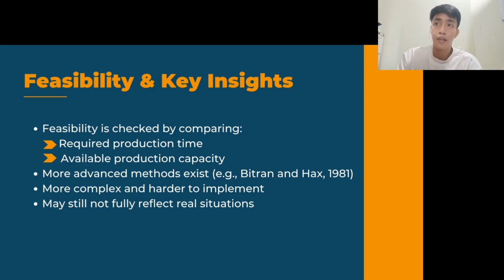So, feasibility is checked by comparing required production time and available production capacity. More advanced methods exist, but more complex and harder to implement, and may still not fully reflect the real situation. So, after natin i-breakdown yung plan, chine-check naman natin kung feasible siya. So, ibig sabihin, kinukumpara natin yung required production time sa available capacity. May mas advanced method naman, pero mas complicated nga lang sila gamitin. Kaya sa real world, ang madalas na ginagamit pa rin ay yung simple approach kasi practical siya at mabilis magbigay ng decision. So, in the end, ang goal natin is makagawa ng plan na realistic at kayang ma-execute.